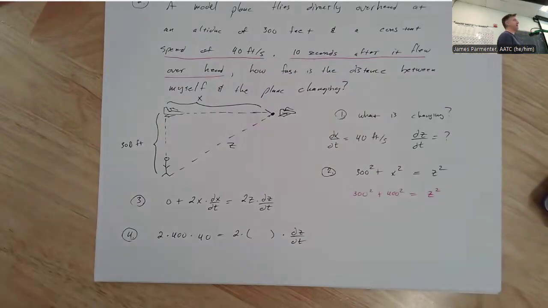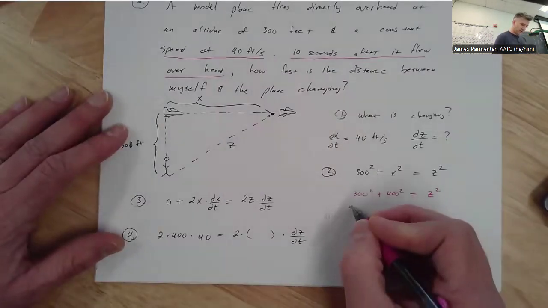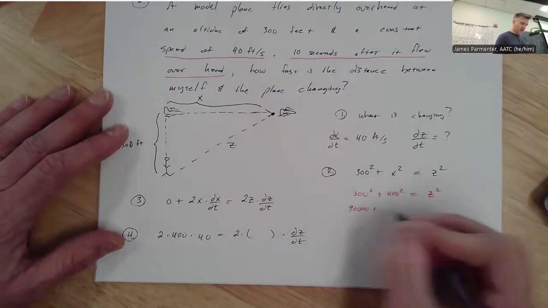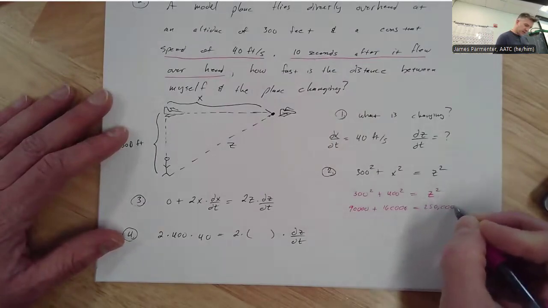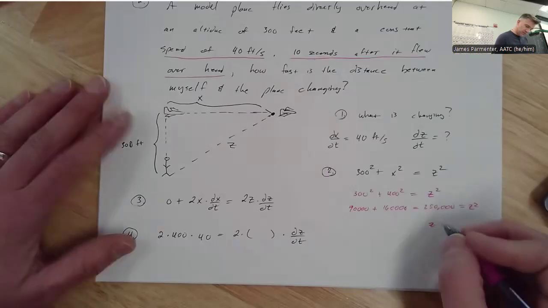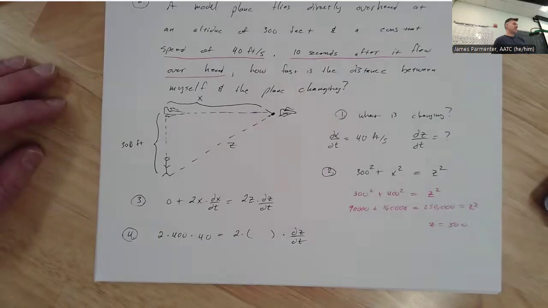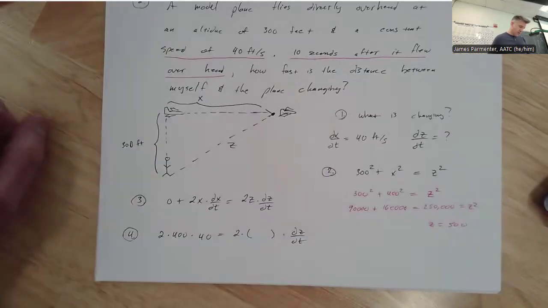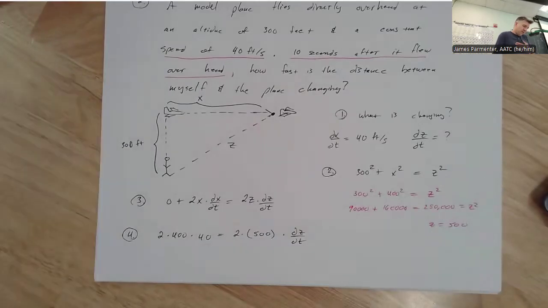Or you can do the math, right? It's not super hard to do, but it's kind of a pain. 300 squared is 90,000, 400 squared is 160,000, and you add those together and you get 250,000. Then if that's equal to z squared, z is the square root of 250,000, which is 500. But we try not to do that work. We don't have to. So then we plug in the 500 here, and then we solve for dz/dt.